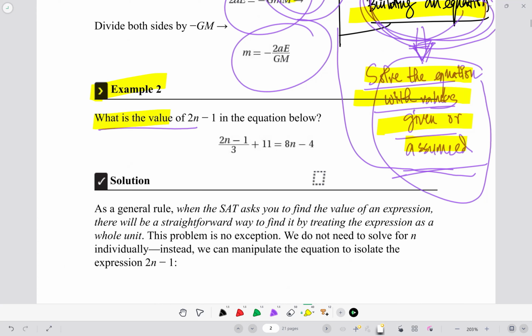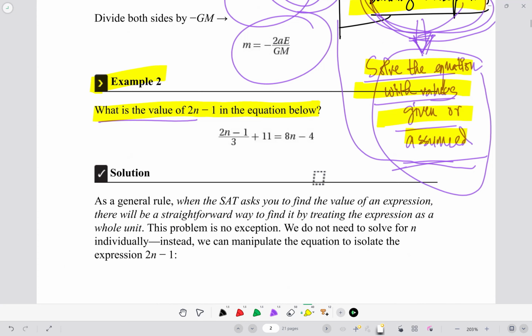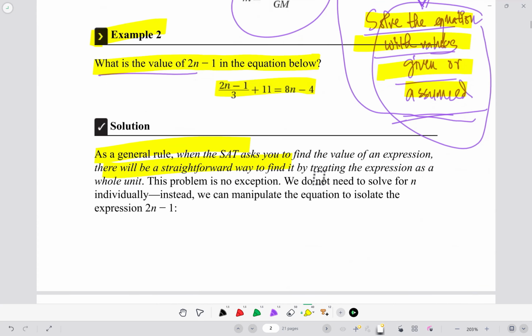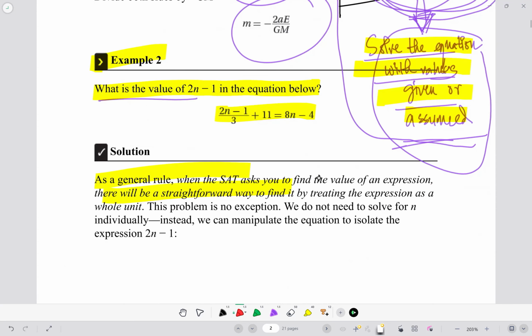What is the value of twice n minus 1 in the equation below? Okay, so I think, are they trying to tell something? I don't know. I'm just looking at the solution. Maybe they're just trying to tell you something. I think I should read it at this moment at least, because maybe the question is not as simple as that. Just my sixth sense.